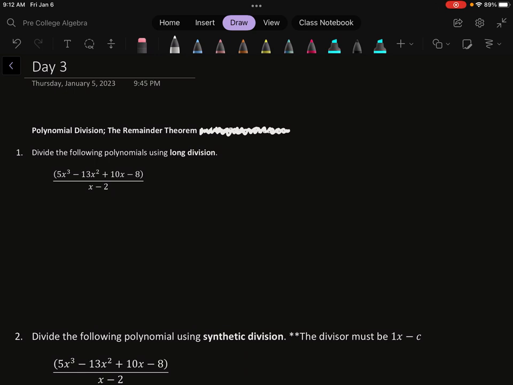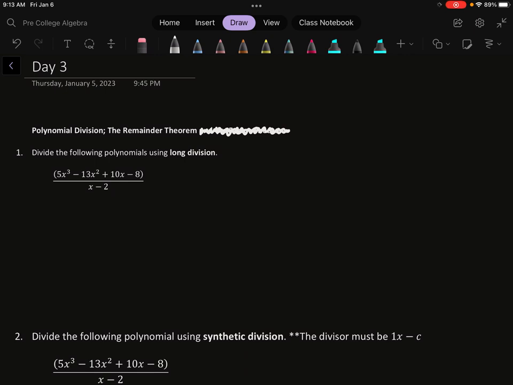So long division with polynomials isn't always the easiest thing. I'll probably ask you to do it once on an assessment, but furthermore, we are going to actually do synthetic division for the most part, the remainder of this lesson. But I got to show you how to do long division at least one time, and then you'll have, I believe, 2 on your homework for tonight.